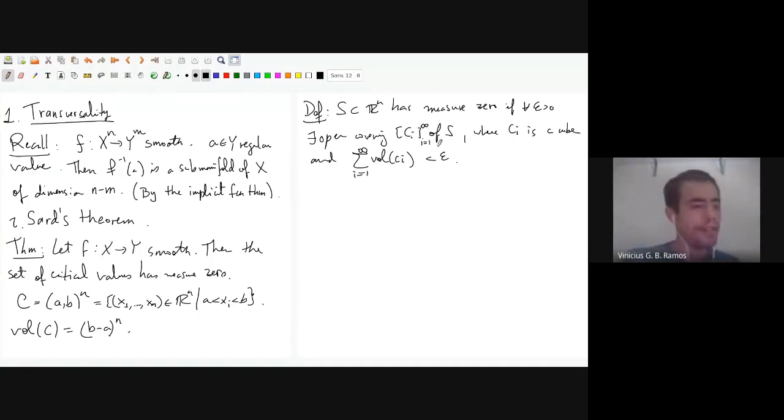So if you can always find a covering by open cubes whose total volume is less than epsilon, that's what it means to be measure zero. You could do this with rectangles, and you might as well just look at cubes.